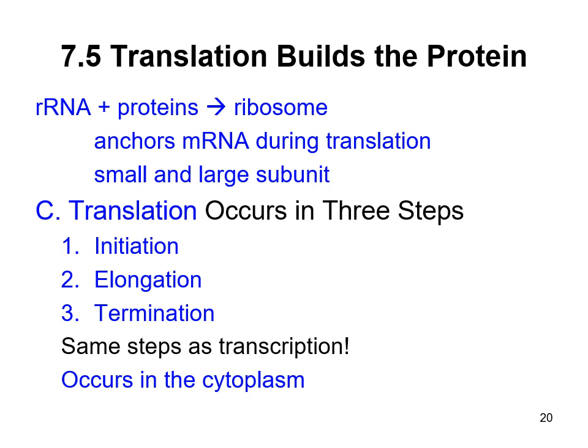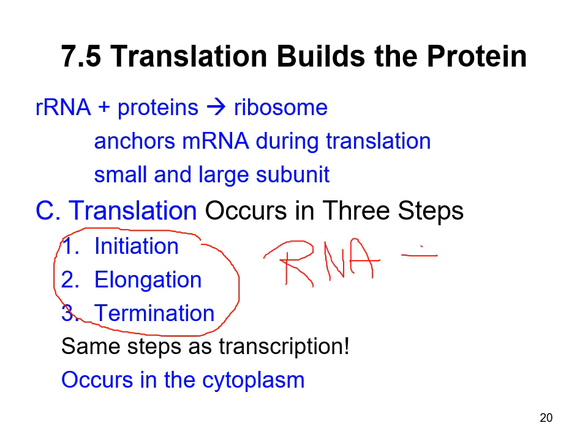Well, let's take a look at the 3 steps. The names of the steps are going to sound familiar: initiation, elongation, and termination. They get the same names as transcription, but obviously the events will be different, because our goal is now to take the RNA and make it into a protein. And this, of course, is happening all in the cytoplasm of the cell.